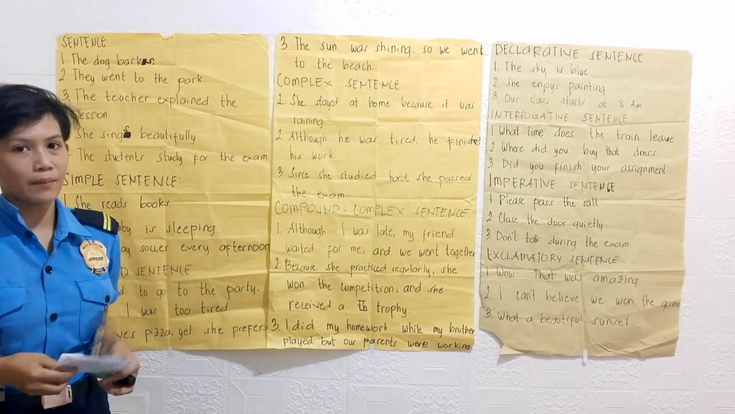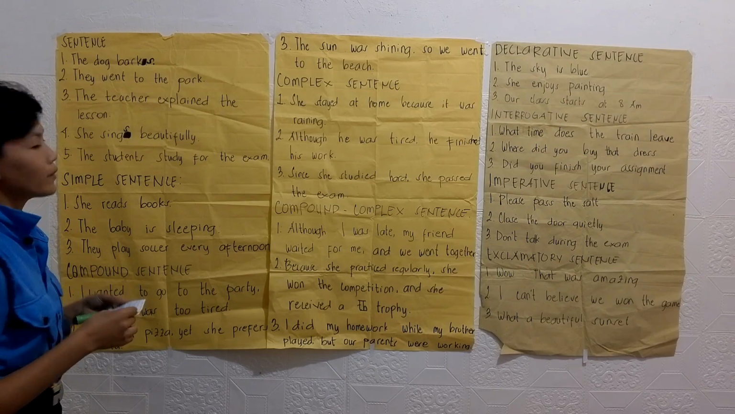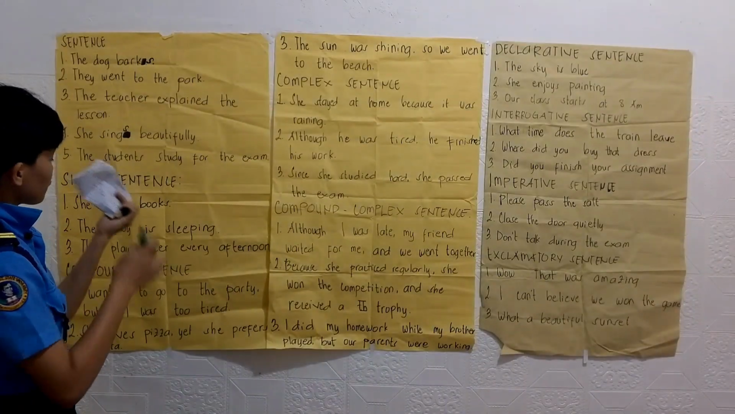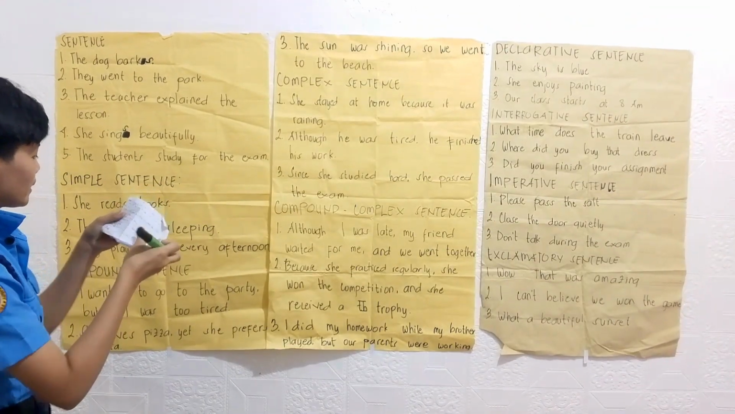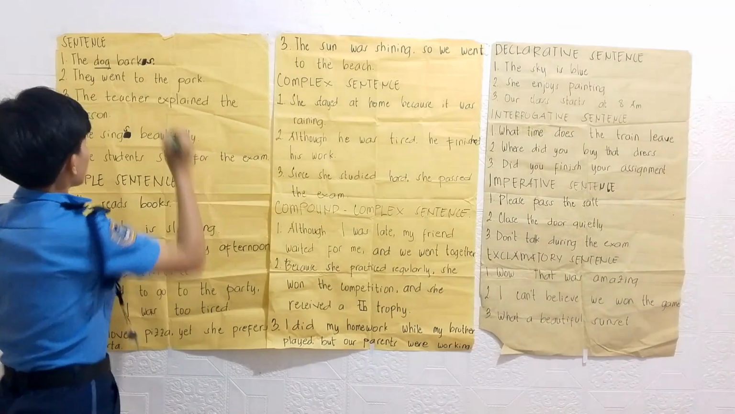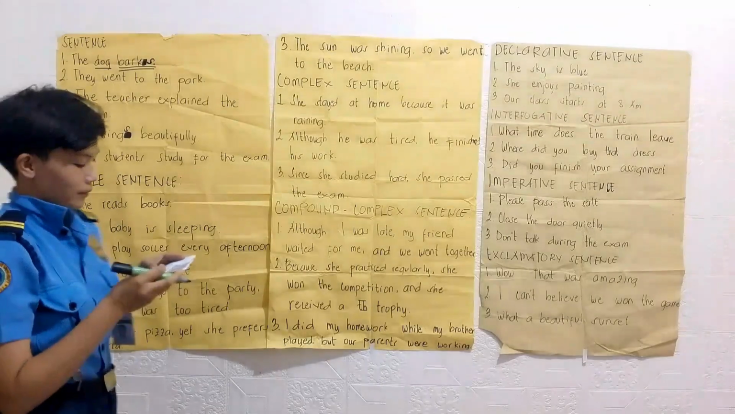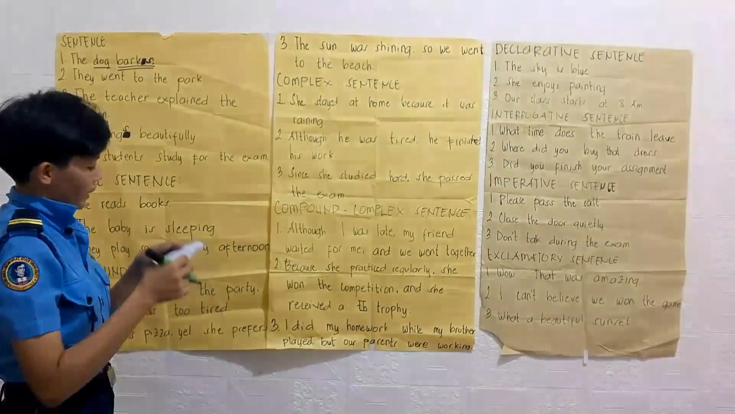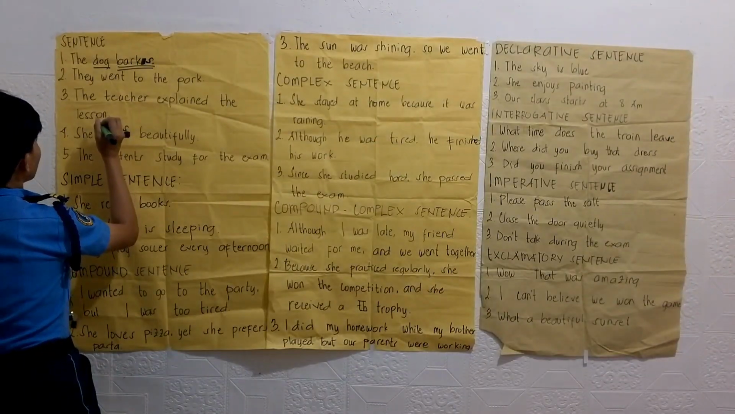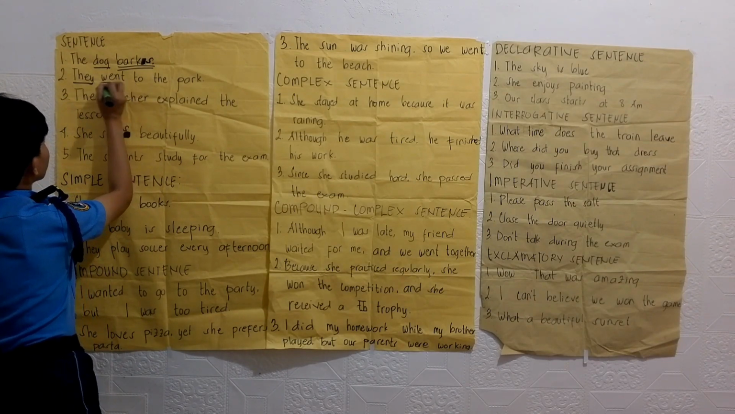So there are 5 examples of sentences. Number 1, the dog barks. Now let's identify the subject and the verb. The subject of this sentence in number 1 is dog, while the verb is barks. The second one, they went to the park. The subject is they, and the verb is went.